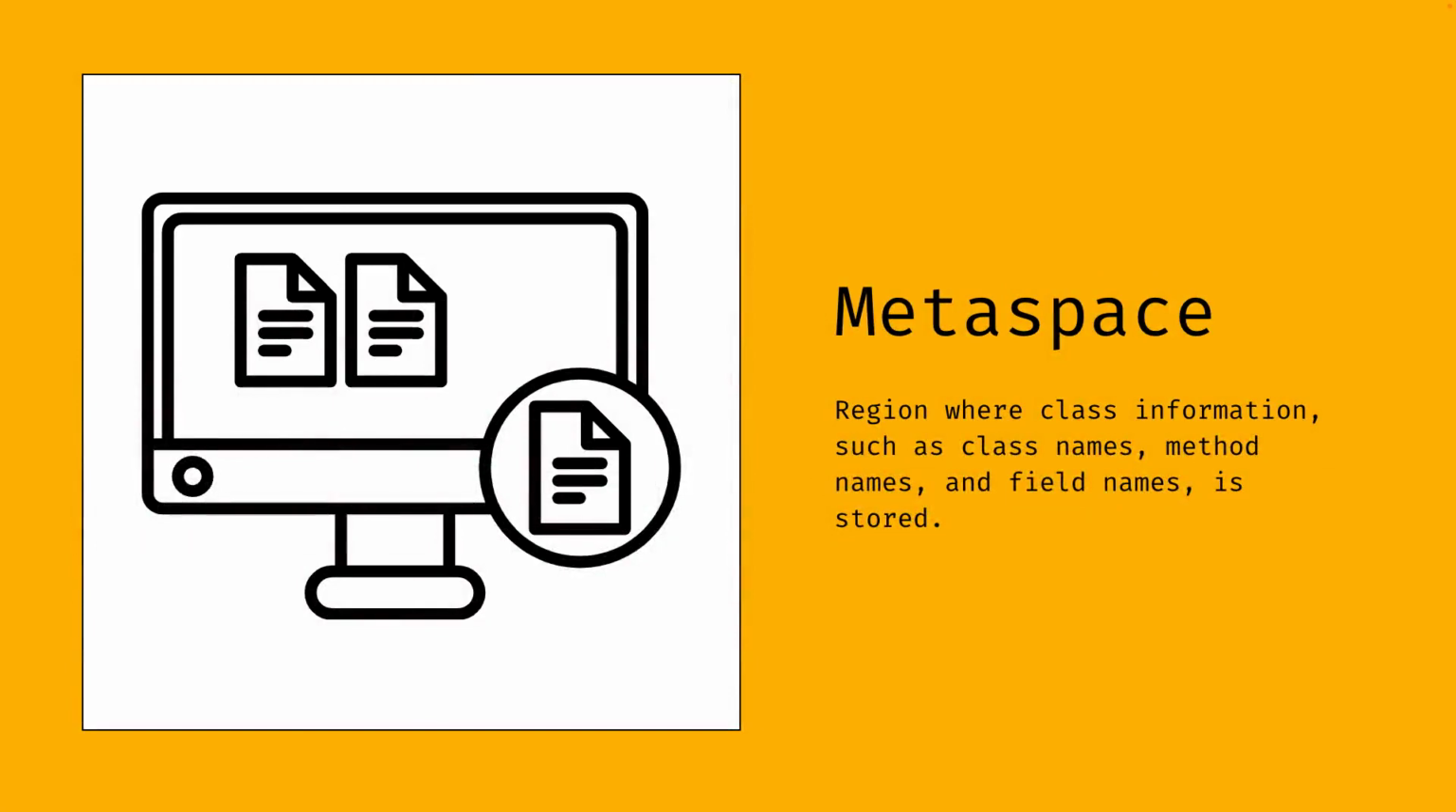Then we have the method space. The method space is the region where class information such as class names, method names, and field names are stored. This area is shared amongst all threads in your Java program.